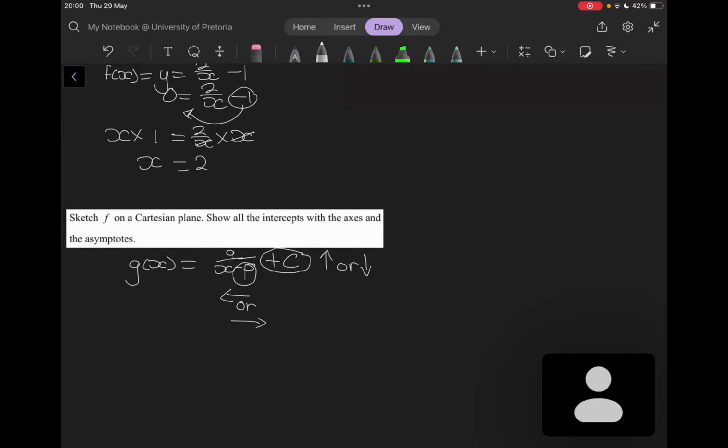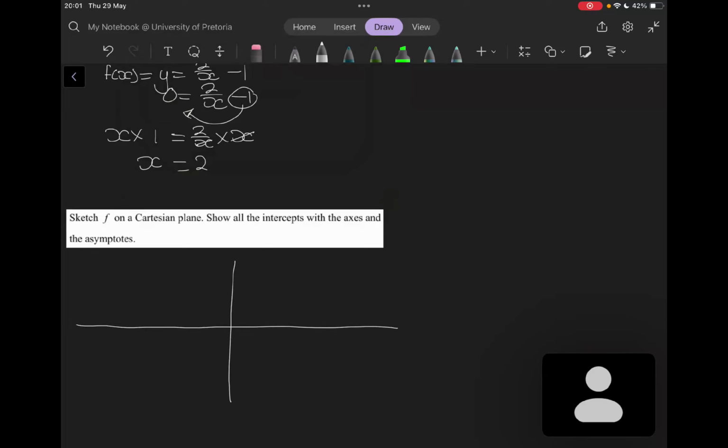Whereas if P is positive, it shifts left. This is just the general equation of a hyperbola. If we had to sketch this out with the information that we now know, it would end up looking like this. I'll just draw our axis over here. We have the x and the y.